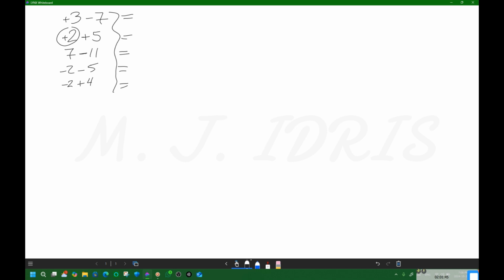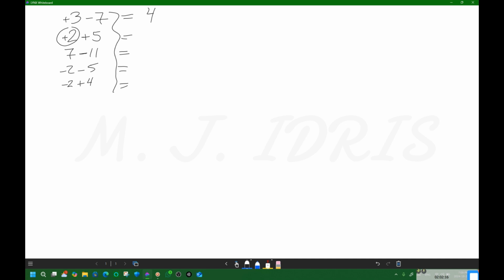How to solve this? We have a rule saying if the signs are the same, we add the numbers. If they're not, we subtract the numbers. And that's it. So the signs in question are positive and negative. So they're not the same. We're going to subtract. How to subtract? Just subtract 7 minus 3 or 3 minus 7, doesn't matter. 7 minus 3, the answer is 4.